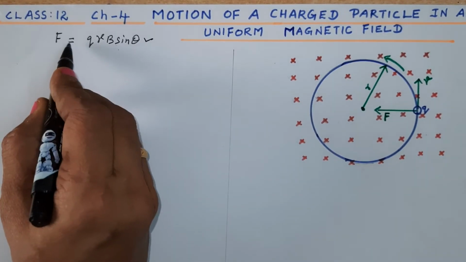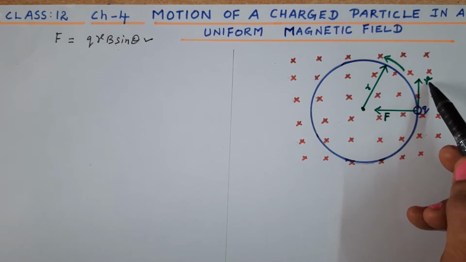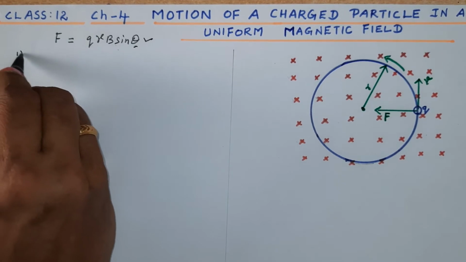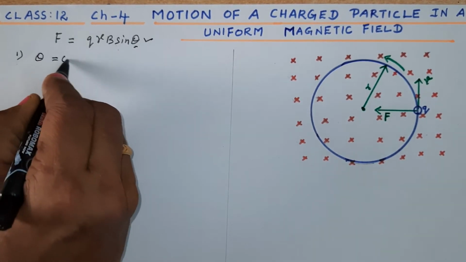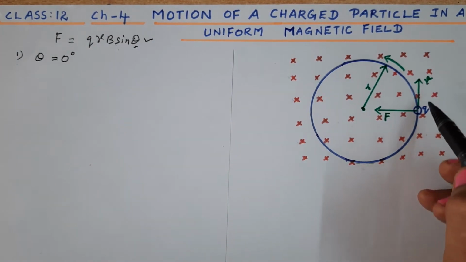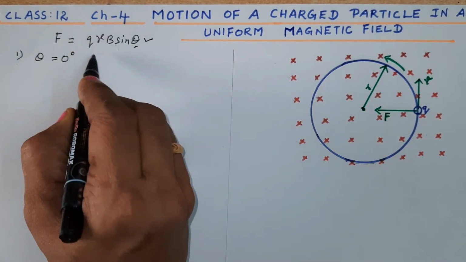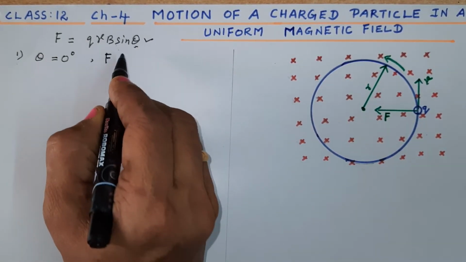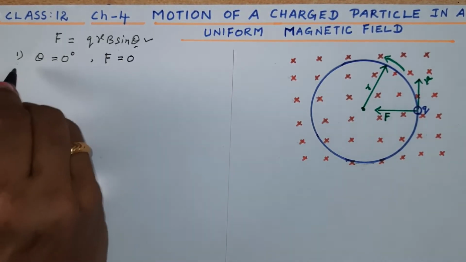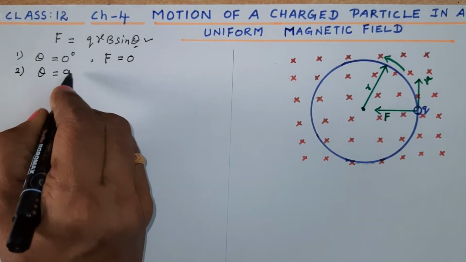And with respect to this formula, when we talk about the direction between velocity and the magnetic field, in the first case, if this angle theta is equal to 0, that means V, the velocity, is parallel to the direction of the magnetic field. In this case, the magnetic force experienced by the particle is going to be 0.